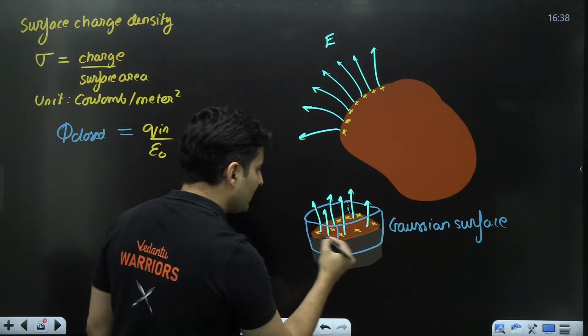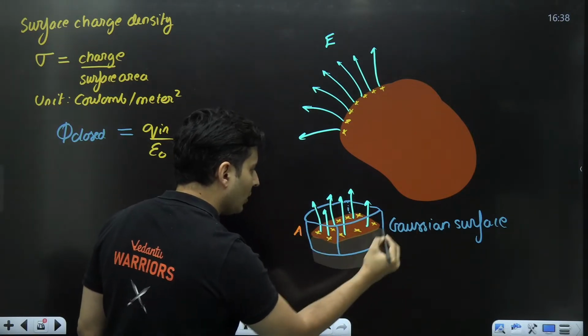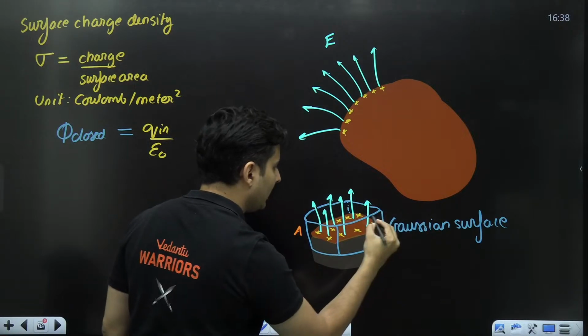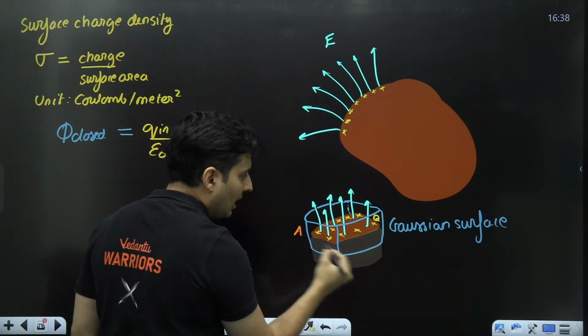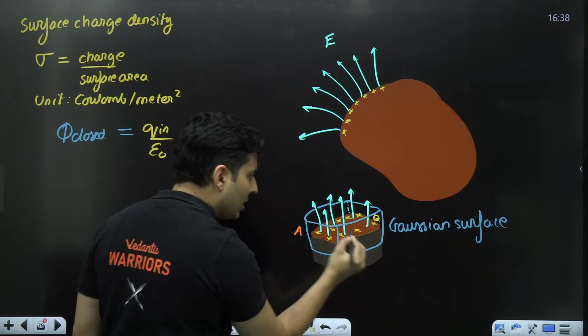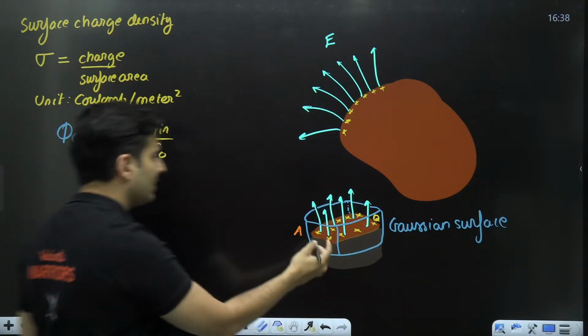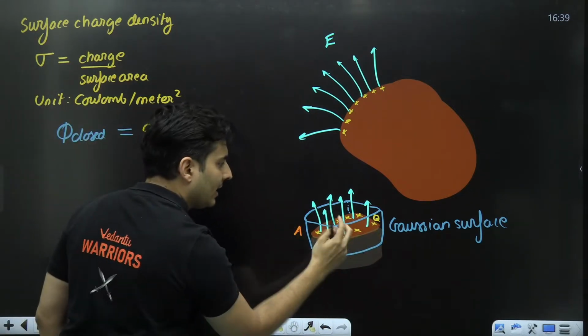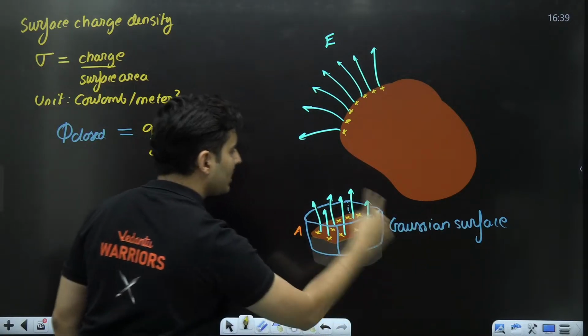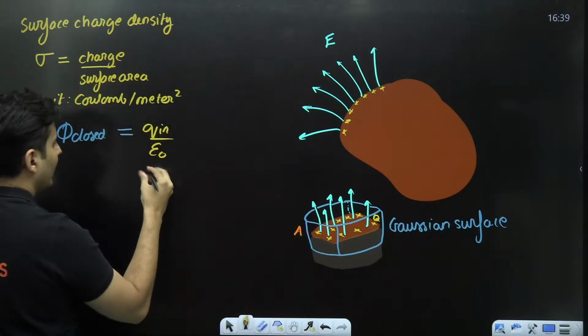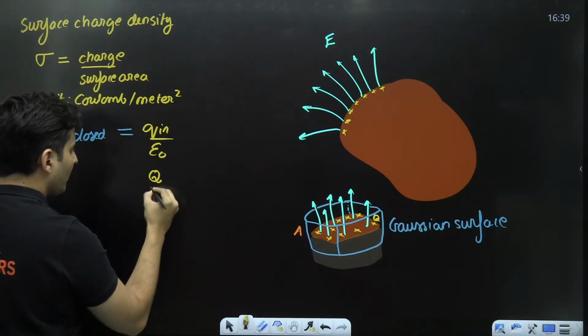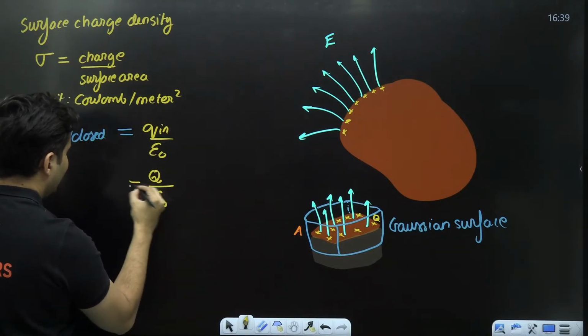If I assume this particular area to be A, that orange part, and the charge on it to be Q, then that Q is the charge which is present on that surface of the conductor, but also inside this Gaussian surface, inside that blue diagram. So that is basically Q, and that epsilon naught will come here as it is.